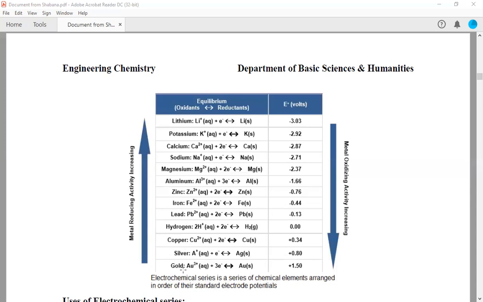Coming to the third significance of the electrochemical series, a metal which is higher than another metal in the electrochemical series can displace that metal from its salt. The best example for this is copper. When copper is made to react with silver nitrate, silver will be precipitated easily. That means the silver is displaced easily, and the nitrate will come and form a bond with the copper and form copper nitrate.